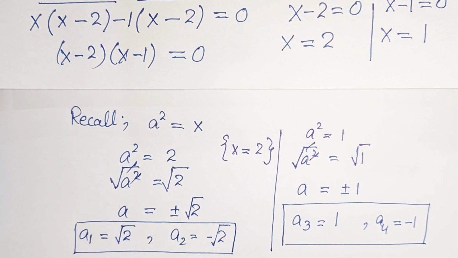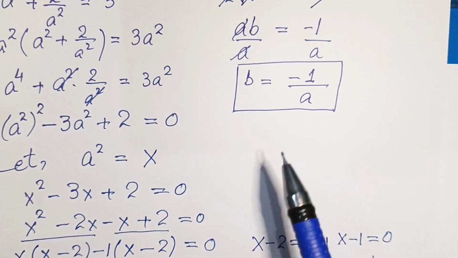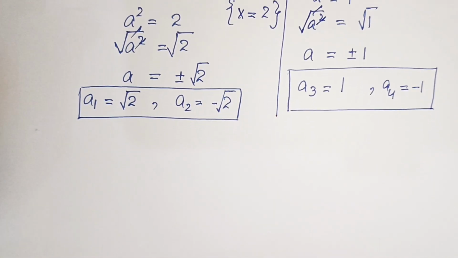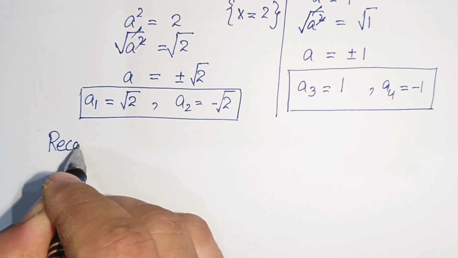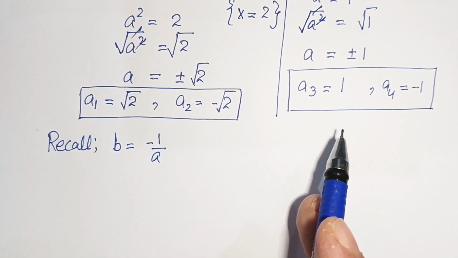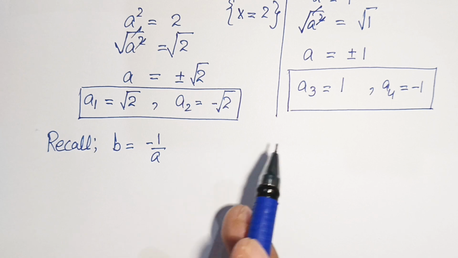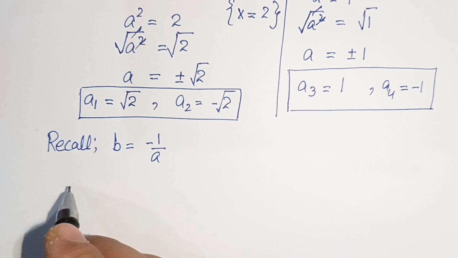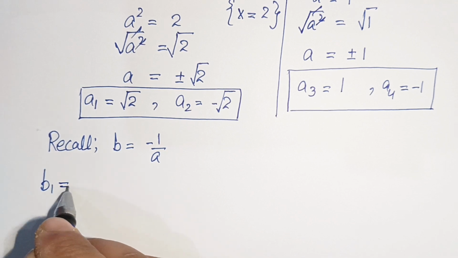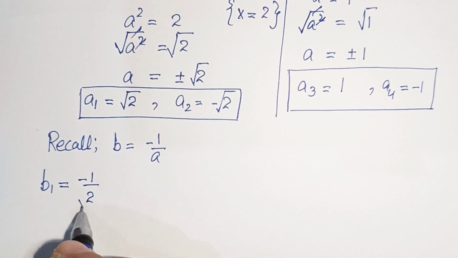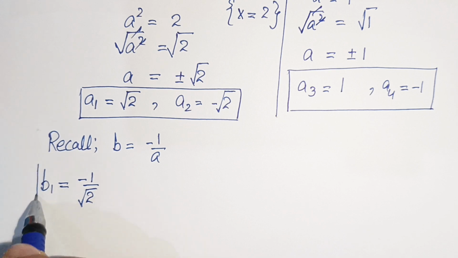So for these four values of a, we have to find the value of b. Now recalling this equation, b is equal to minus 1 over a. Now we have four values of a, and similarly we will find the values of b. Also we have four values of b. So here let's say b1 is equal to, it is our a1, so putting the value of a1, minus 1 over square root of 2, so it is the value of b1.